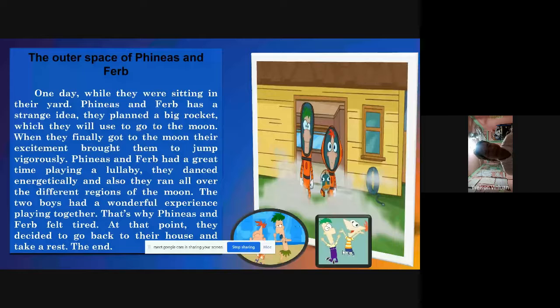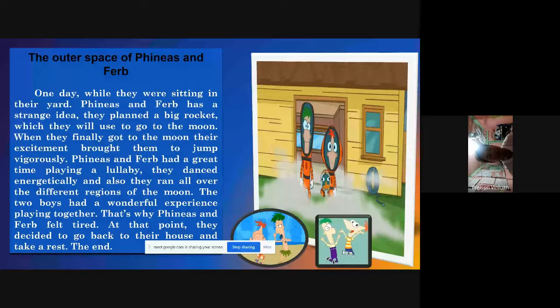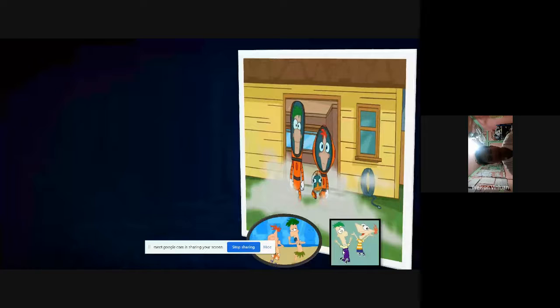When they finally got to the moon, their excitement brought them to jump by Grizzly. Phineas and Ferb had a great time playing a lullaby. They danced energetically, and also they ran all over the different regions of the moon. The two boys had a wonderful experience playing together. That's why Phineas and Ferb felt tired. At that point, they decided to go back to their house and take a rest. The end.